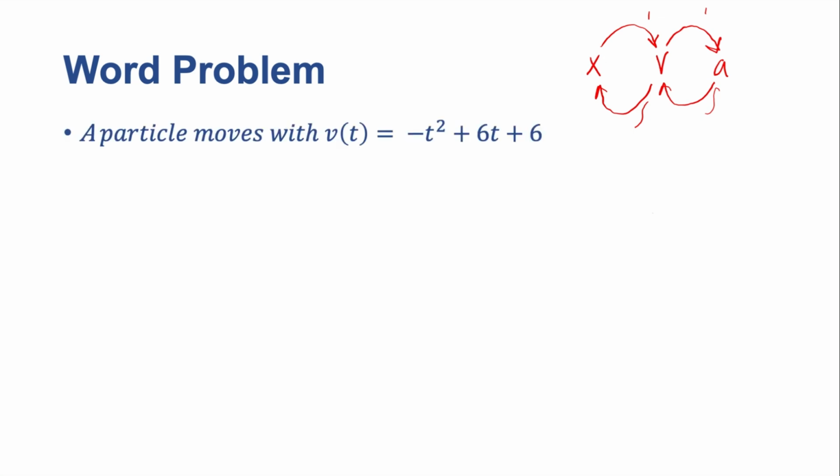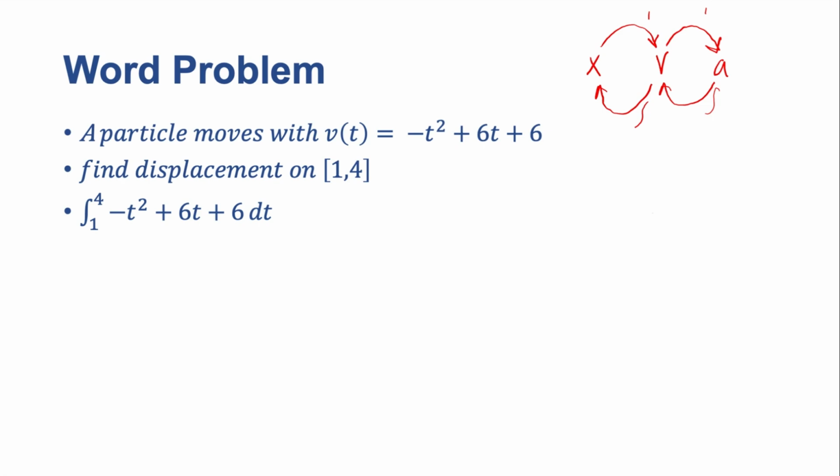So let's say that we have a particle velocity function of negative t squared plus 6t plus 6. All right, so now what we can do is find the displacement on the interval between 1 and 4. To do this, we are going to take the integral between 1 and 4 of negative t squared plus 6t plus 6 with respect to t. So we have negative t squared, we have 6t, we have 6. Negative t squared goes to negative 1/3 t cubed. 6t goes to 6 over 2 t squared. And then 6 goes to 6t. So those are really easy indefinite integrals that we can take there for the antiderivative.